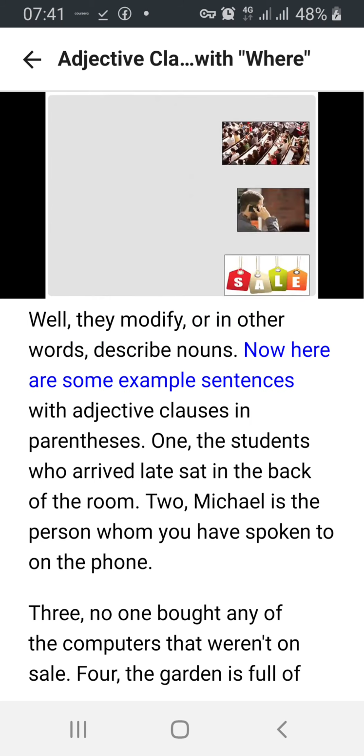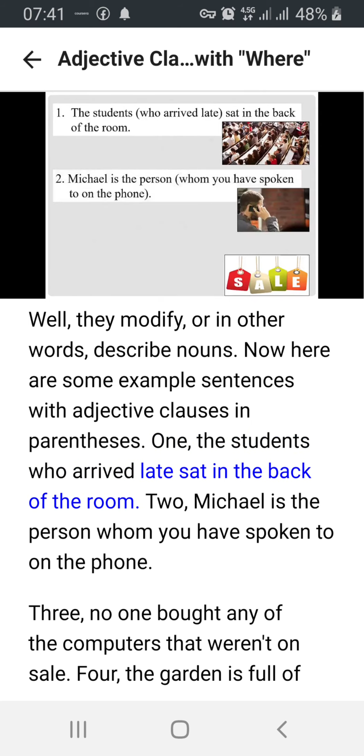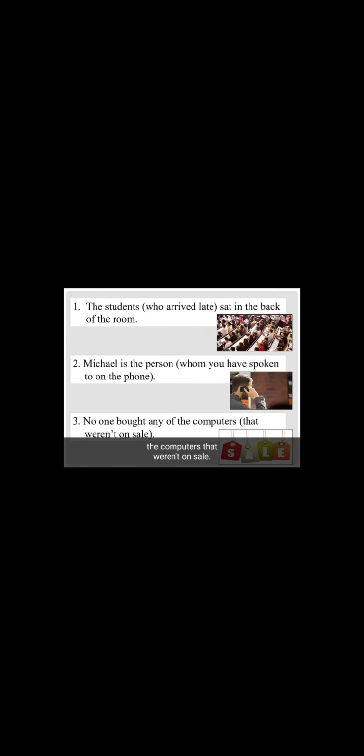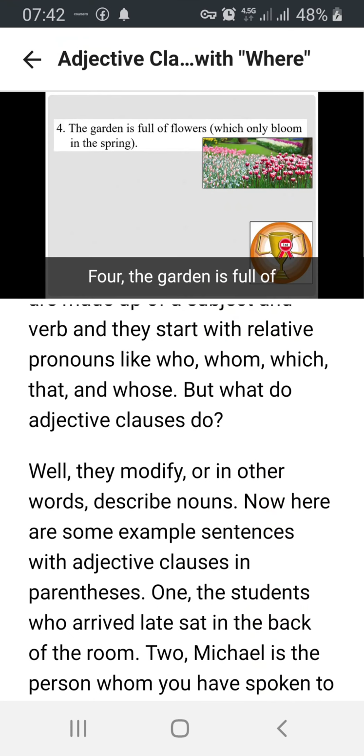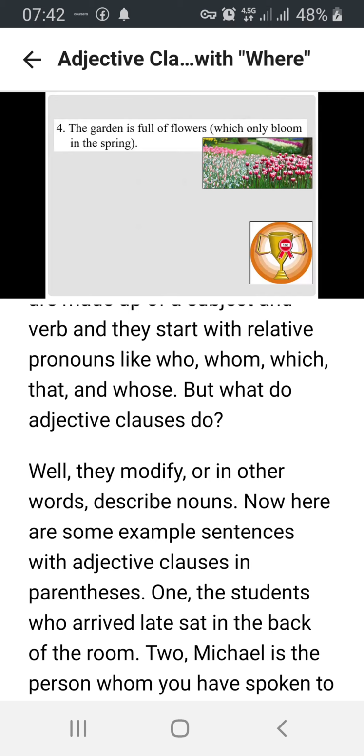Now here are some example sentences with adjective clauses in parentheses. 1. The students who arrived late sat in the back of the room. 2. Michael is the person whom you have spoken to on the phone. 3. No one bought any of the computers that weren't on sale. 4. The garden is full of flowers which only bloom in the spring. And 5. I congratulated the mother whose child won first place in the spelling contest.